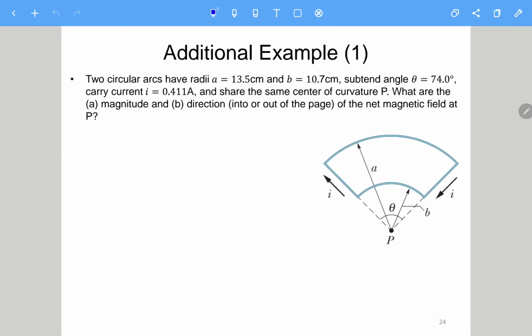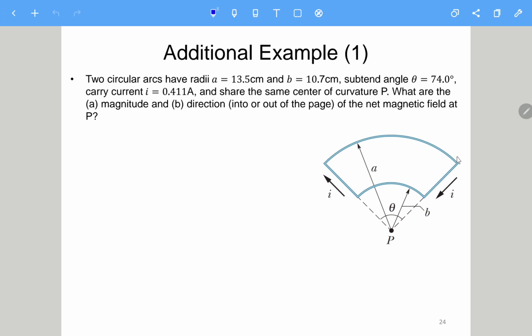Okay, and at the end we have two additional examples. So let us finish it quickly. The first one is: two circular arcs have radii A and B, subtend angle theta, carry current I, and share the same center of curvature P. So these two curvatures share the same center. What are the magnitude and direction, into or out of the page, of the net magnetic field at P?